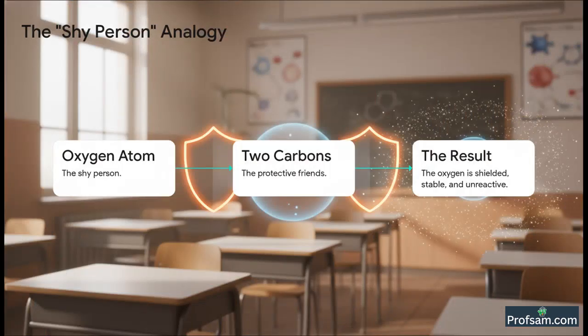So, let's map this analogy properly. The shy person, that is our oxygen atom. The two protective friends on either side, those are the two carbon atoms. And what is the result? The oxygen is completely shielded. It is protected. It becomes unavailable for any new interactions, and that's what makes it so stable and unreactive.